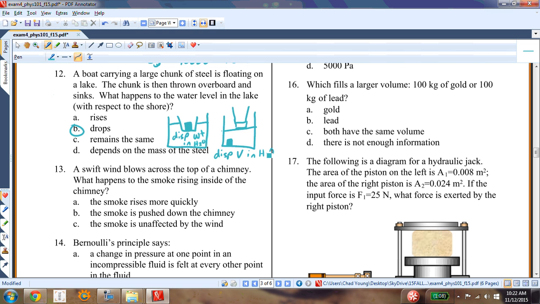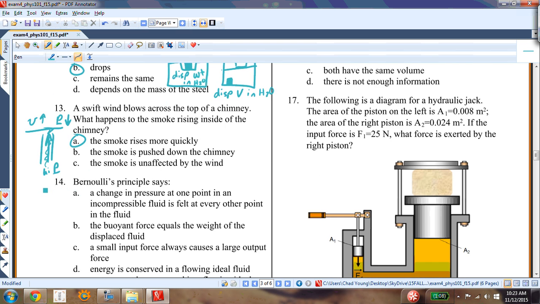A swift wind blows across the top of a chimney. What happens to the smoke rising inside the chimney? The smoke will rise more quickly. If I imagine my chimney here, I have smoke coming up. I have a wind that's going here. Here I have a high velocity, low pressure wind. That's from Bernoulli's principle. So if I have a low pressure here, that means I have a higher pressure here that will force that smoke up more quickly.